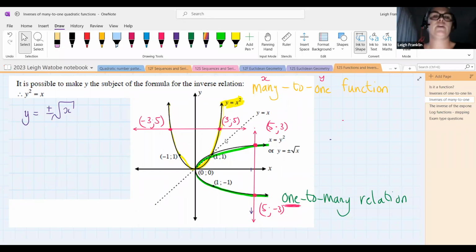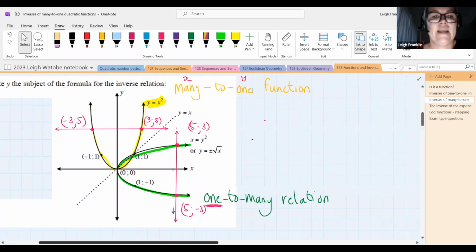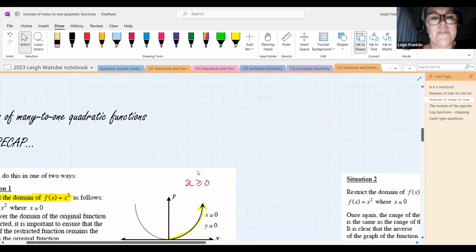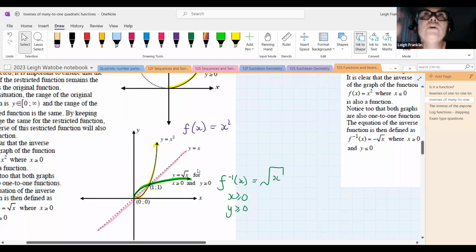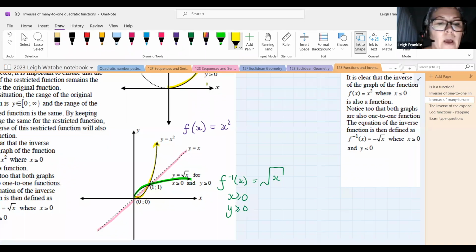Either way, you are restricting it to where x is positive or where x is negative. What I want you to understand is that restricting the function basically means which arm of the parabola you are drawing. When you restrict the function to where x is positive, you are only drawing the part of the parabola that lies in the first quadrant, like the picture on screen.